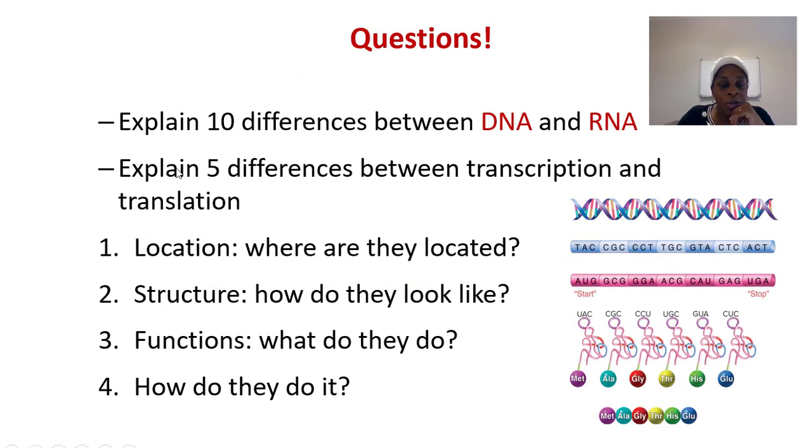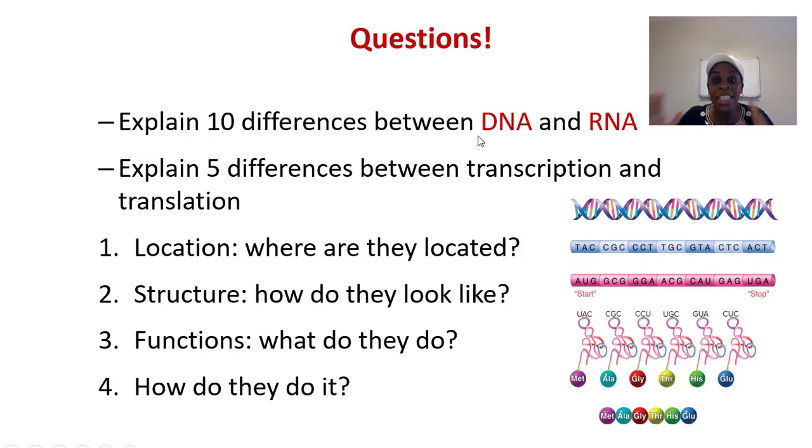So now a question: can you explain 10 differences between DNA and RNA? That's going to be our video quiz. Can you explain 5 differences between transcription and translation? Think about the location. Where are they located? DNA is in the nucleus, and RNA is basically in the nucleus going out to the cytoplasm. And the tRNA is in the cytoplasm because it is on the ribosome, and the ribosome is on what? The rough ER.